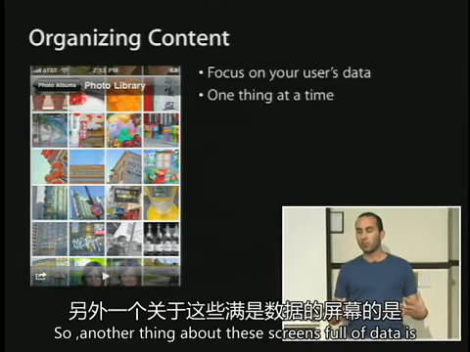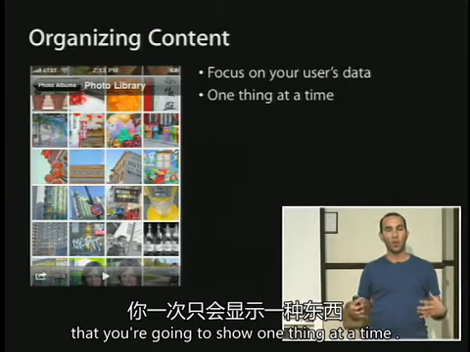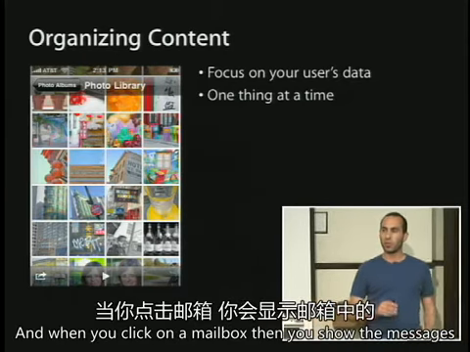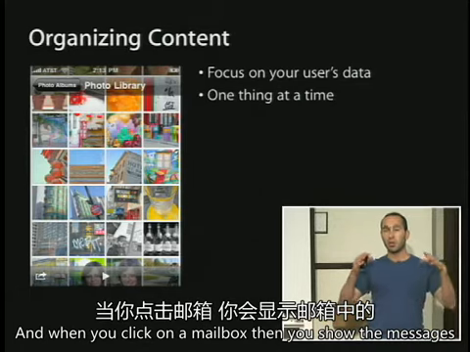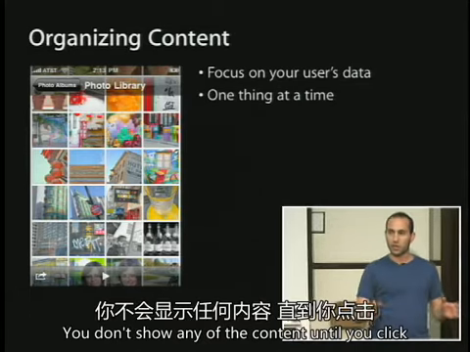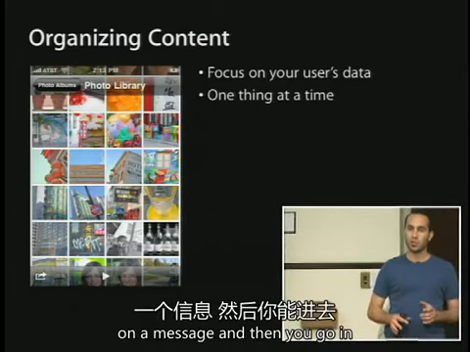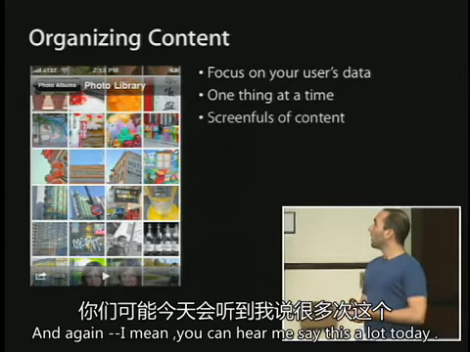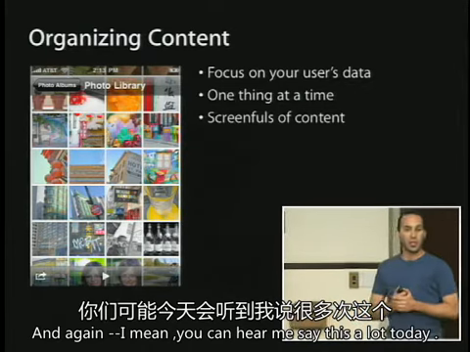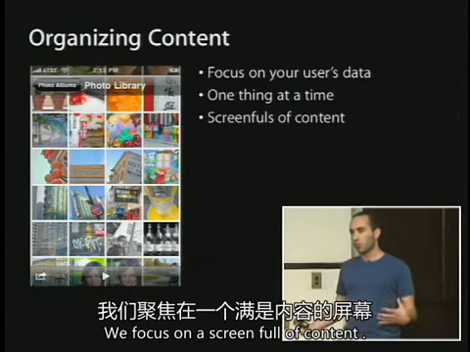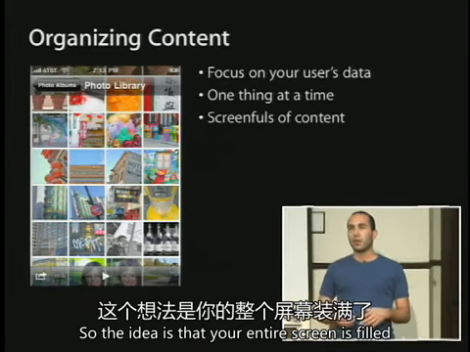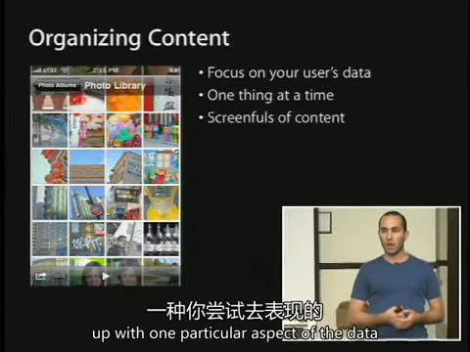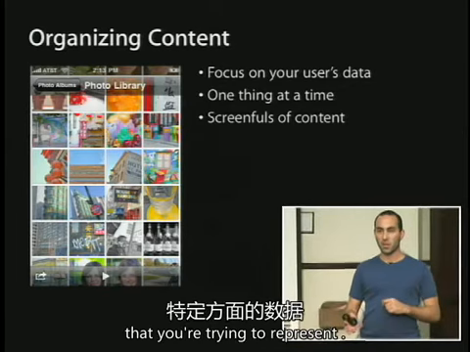Another thing about these screenfuls of data is that you're going to show one thing at a time. In the Mail case, you show mailboxes. And when you click on a mailbox, then you show the messages in that mailbox. And you don't show any of the content until you click on a message. And then you go in and you can see more information. And again, you're going to hear me say this a lot today. We focus on screenfuls of content. So the idea is that your entire screen is filled up with one particular aspect of the data that you're trying to represent.